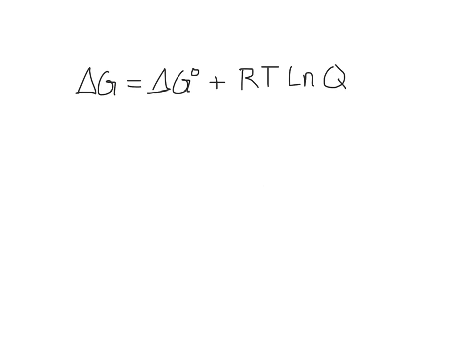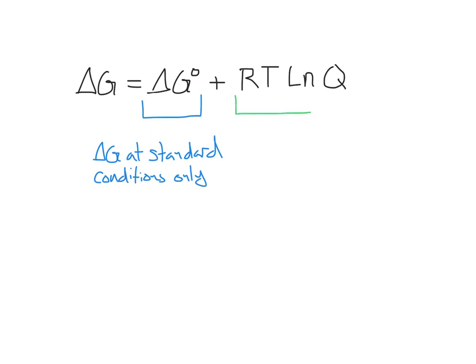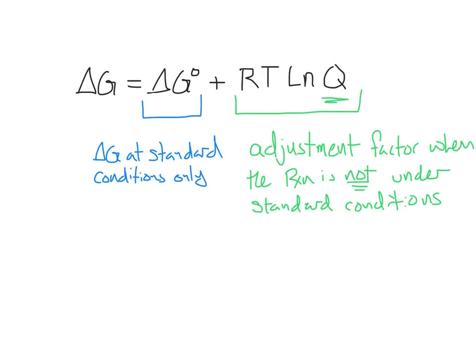This equation is useful because there are actually very few chemical reactions that are occurring at standard conditions. What this equation allows you to do is take the delta G value under standard conditions only and then adjust it for the conditions of the reaction you're actually looking at. So you get to adjust it to non-standard conditions by accounting for the ratio of the concentration of the products and the reactants in Q.